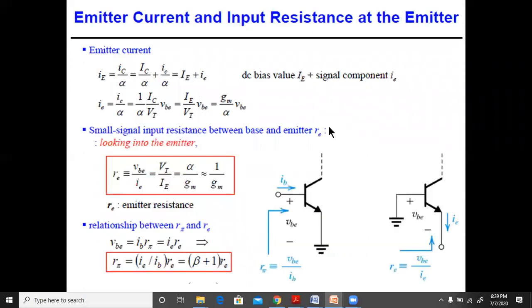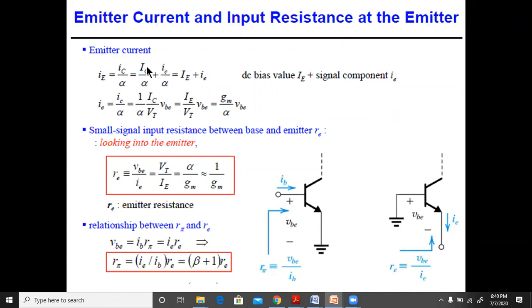Similarly, at the emitter also we can find the input resistance. At that time we'll call that re. And the emitter current is what we are writing here: IE will be equal to IC by alpha. Like IB is equal to IC by beta, we have IE equal to IC by alpha. The value of alpha is almost equal to 1, but beta we have taken as 50 to 150. So this is almost equal to 1, but still we write it over here.